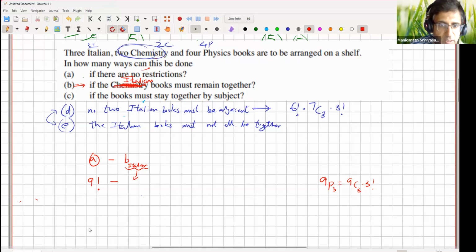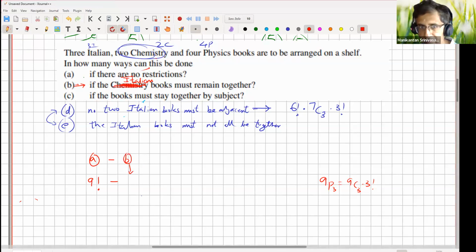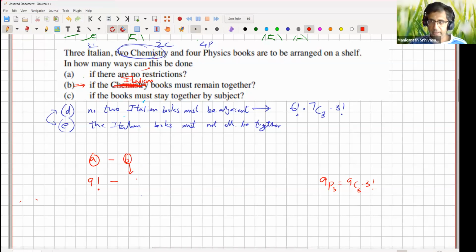Right, now we'll do the B part. Just answer the B part for me. The Italian books must remain together. Answer for part B is what? Yeah, go ahead. So 3 slots are used, so 3 slots left. So it's 6 factorial. Okay, whatever you tell me, but you have to justify. I'm not going to say yes or no.